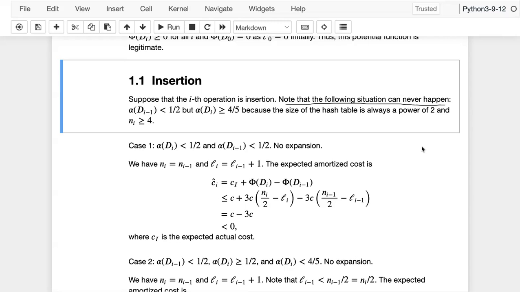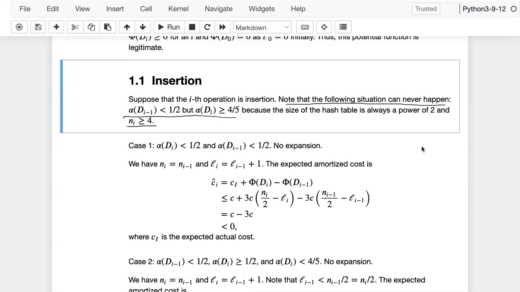It can never happen because the size of the hash table is always a power of 2, and the size is at least 8, so obviously the condition that the size is greater than or equal to 4 is also true. So this can also be done pretty easily.